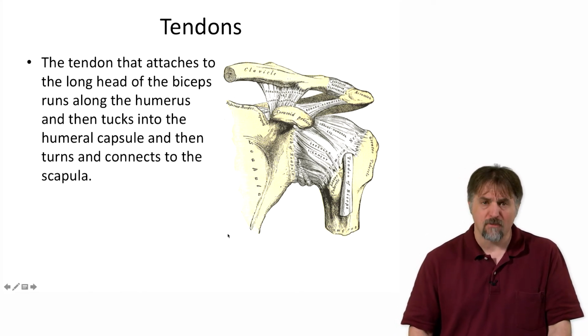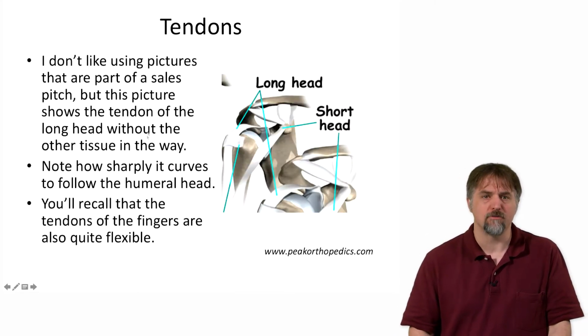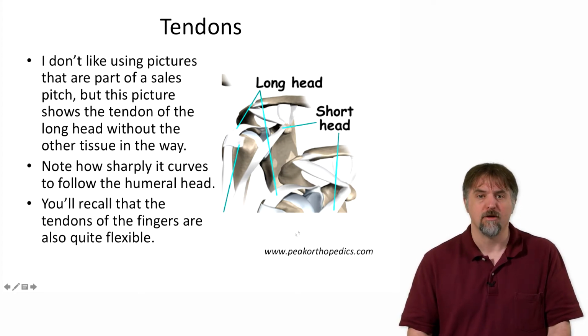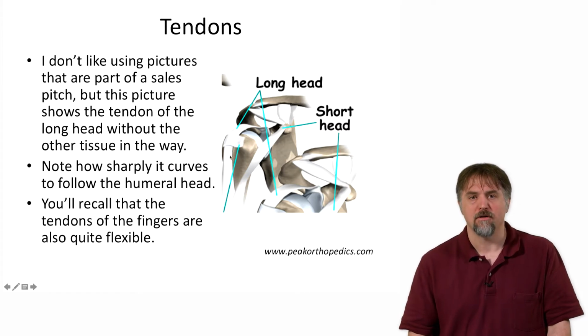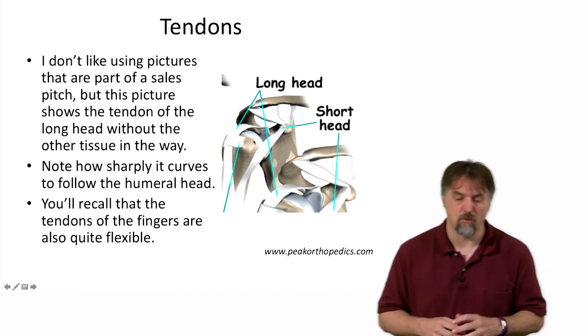So I don't like pictures that are part of a sales pitch, but this picture turns out to be a really nice one. So this is from Peak Orthopedics. It's an orthopedics company, treatment center somewhere, I forget where. But it really shows how the tendons sort of go around. It shows how it has to curve around the humeral head, right? And also the tendons in the fingers are quite flexible, right? And we'll talk more about them in a sec.